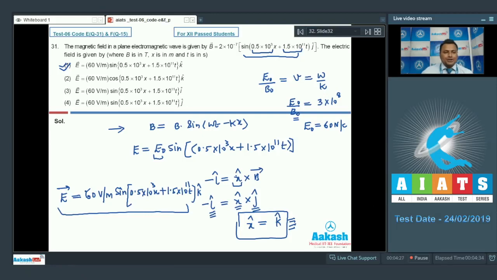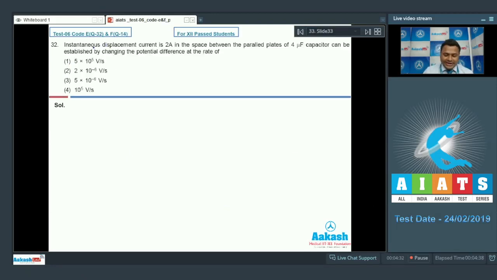Now let us proceed to the next question, that is question number 32. Instantaneous displacement current of 2 ampere in the space between parallel plates of a 4 microfarad capacitor can be established by changing the potential difference at the rate of what? We know very well that the displacement current is given by epsilon naught times d electric flux by dt, the rate of change of electric flux, which can be further written as epsilon naught. Electric flux can be written as electric field multiplied by area of the plate. Area of plate will always be constant, comes out of the differential, which gives epsilon naught A.